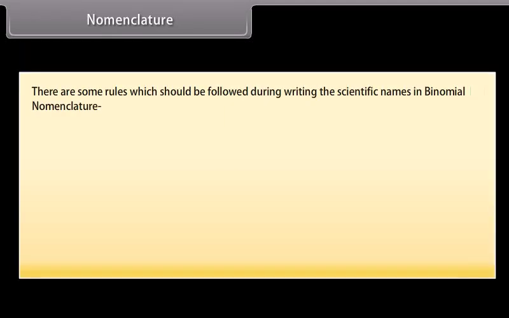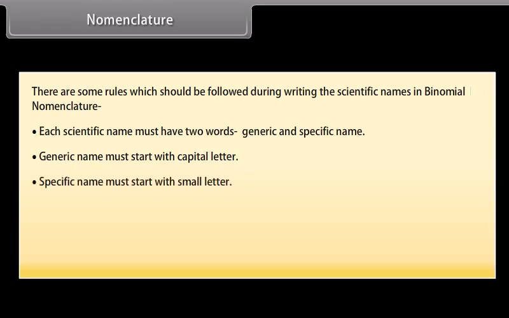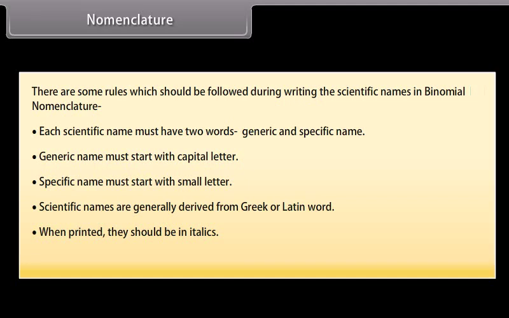There are some rules which should be followed while writing the scientific names in binomial nomenclature. Each scientific name must have two words, generic and specific name. Generic name must start with a capital letter. Specific name must start with a small letter. Scientific names are generally derived from Greek or Latin words. When printed, they should be in italics. When handwritten or typed, they should be underlined.